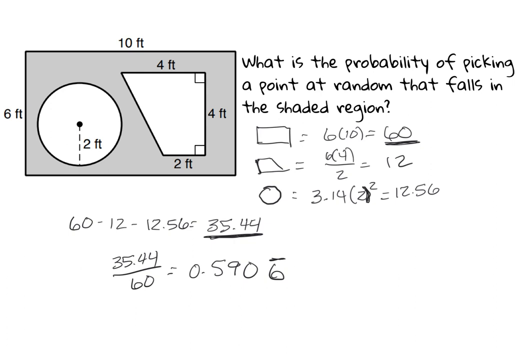On Delta Math, we're going to be asked to round to the nearest hundredth. So I look in the thousandth spot where the 0 is. 0 tells me to round down, so 0.59 would be our final answer.